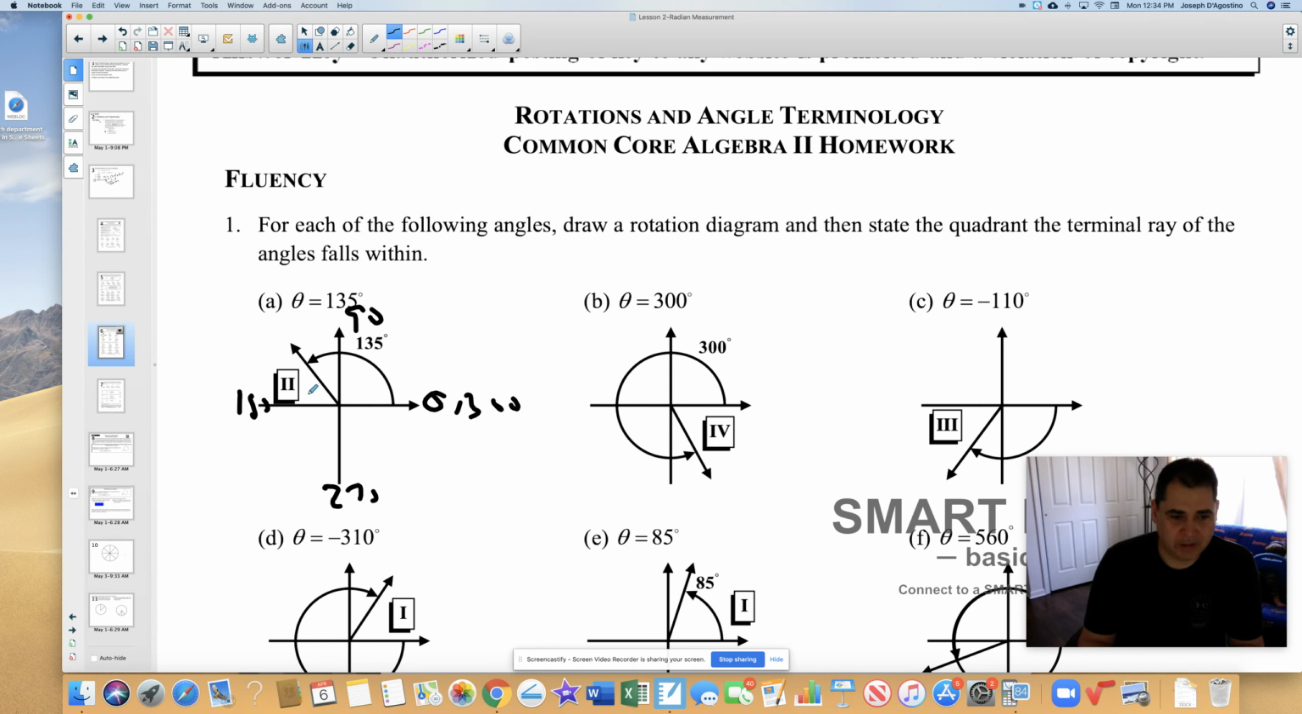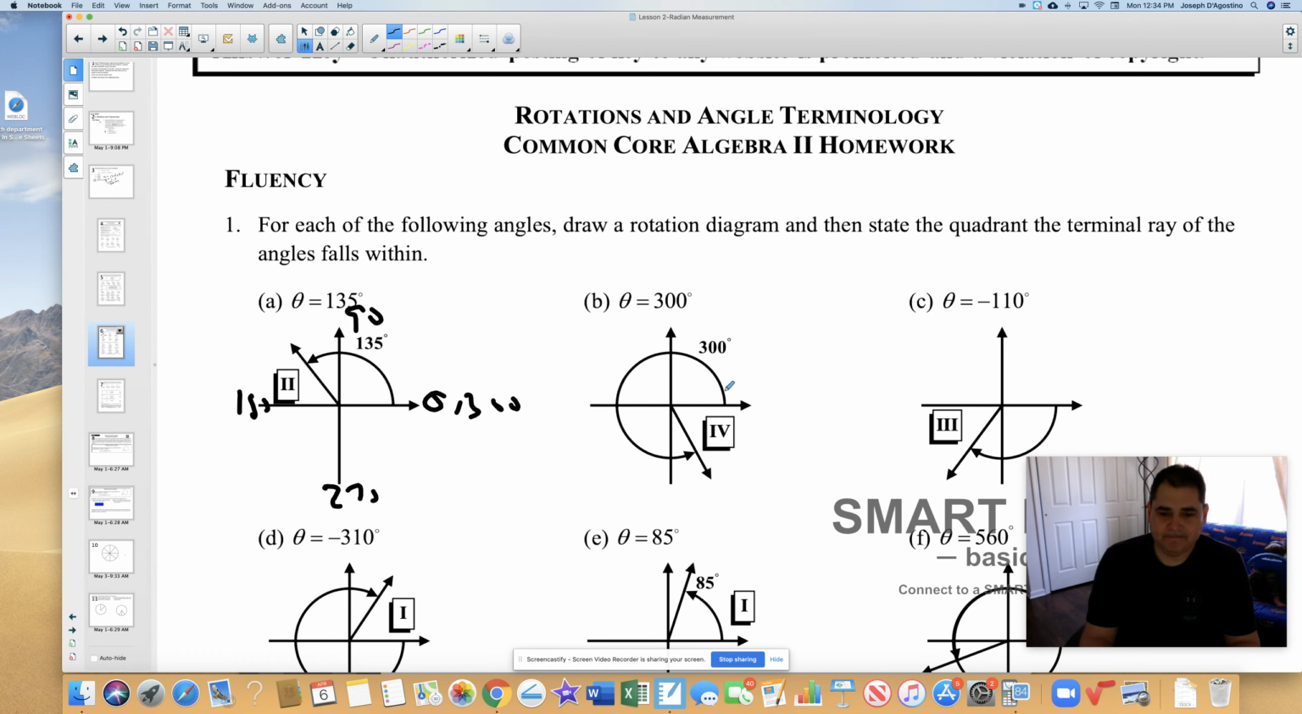135 terminates in the second quadrant. This is 90. This is 180. So it's pretty much in the middle. So that's considered a coterminal angle. Okay, 135, and another angle that terminates in the same spot. They're called coterminal angles.